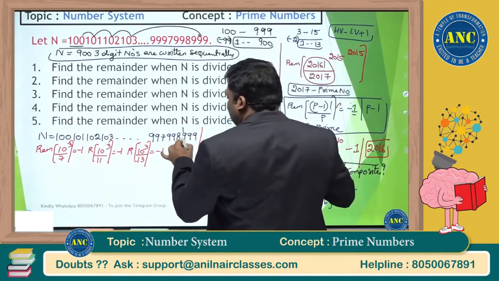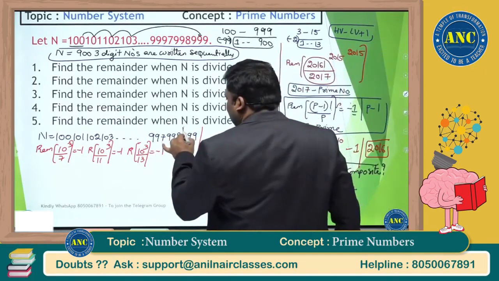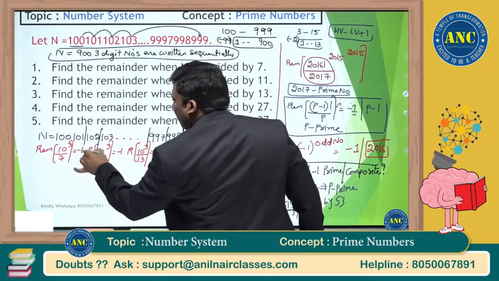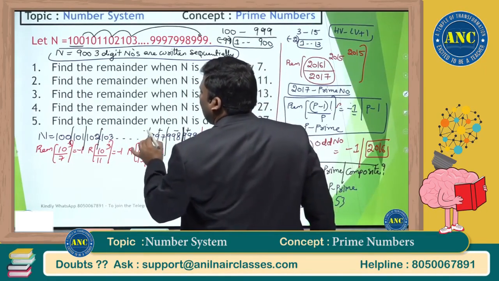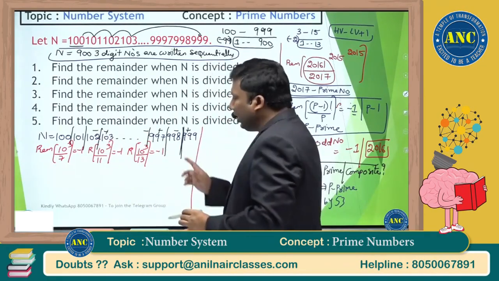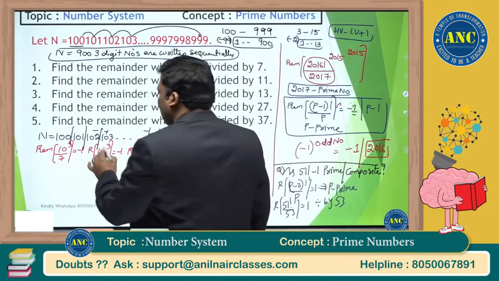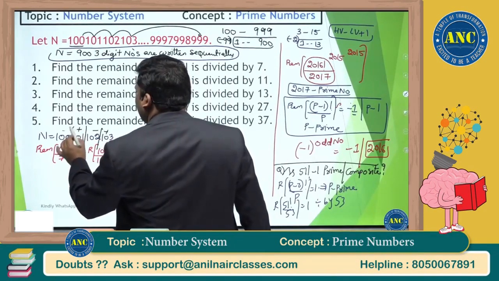Start from the right hand side. Take a group of 3 digits. Alternately plus and minus. Above the even-numbered group there will be a minus, above the odd-numbered group there will be a plus.